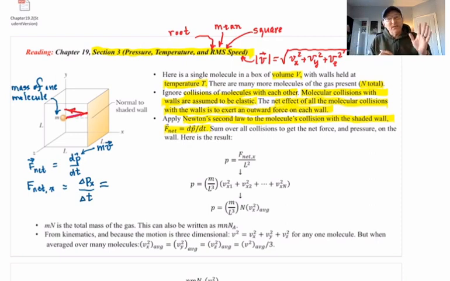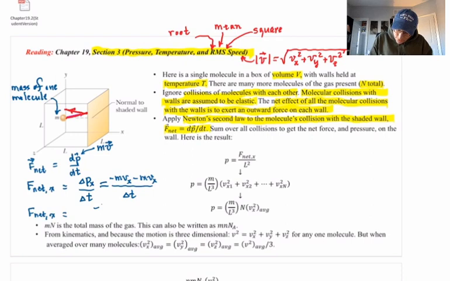And delta px is px final minus px initial. So that'll be negative mvx minus mvx over delta t. So that'll be negative 2mvx over delta t. That'll be the x force on our molecule because of the collision.